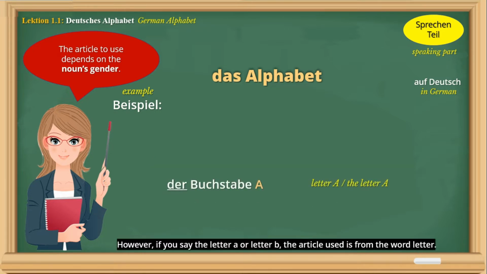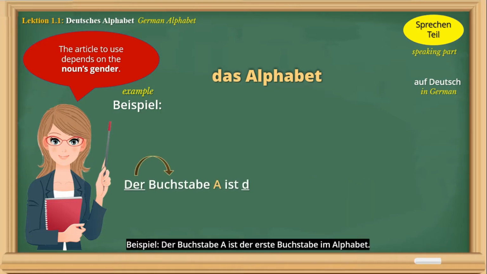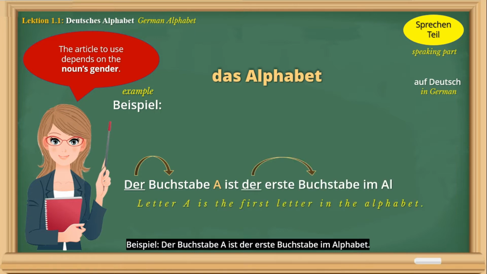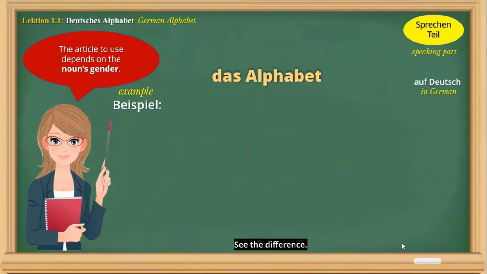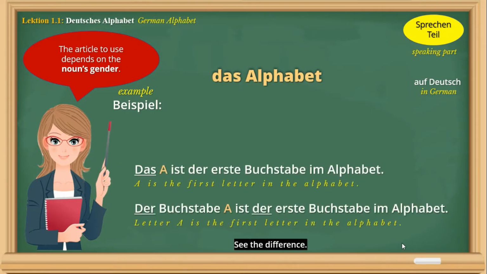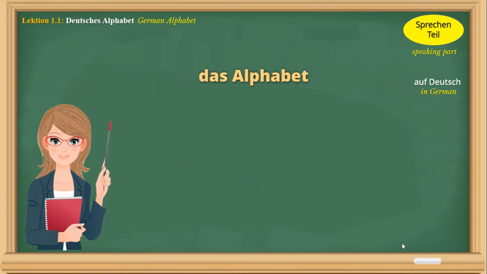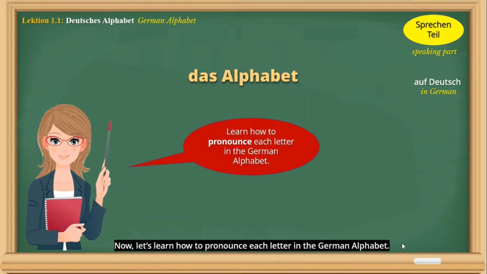However, if you say the letter A or letter B, the article used is from the word letter. Beispiel: Der Buchstabe A ist der erste Buchstabe im Alphabet. See the difference. Now, let's learn how to pronounce each letter in the German alphabet.